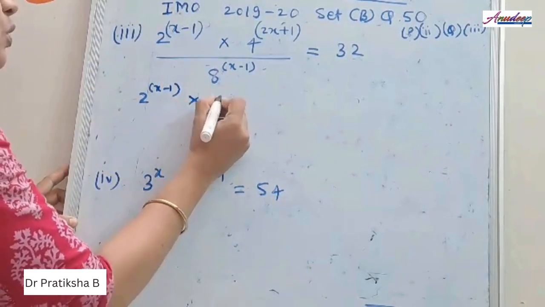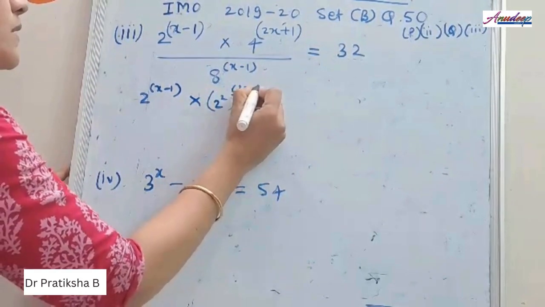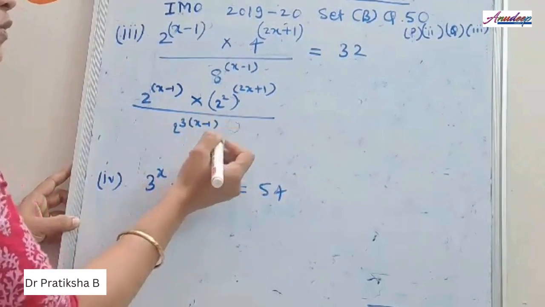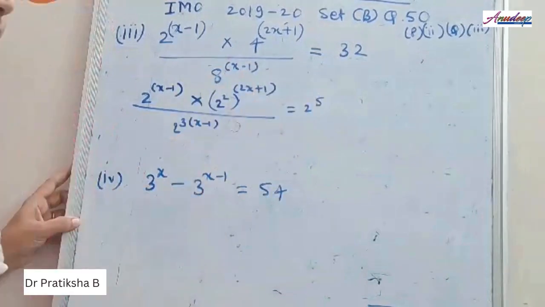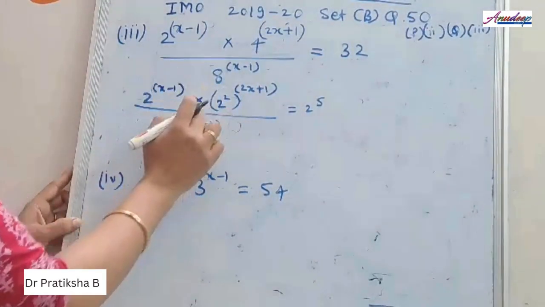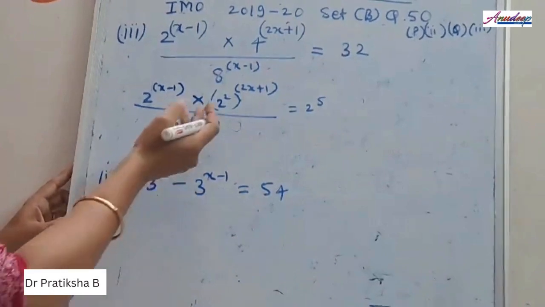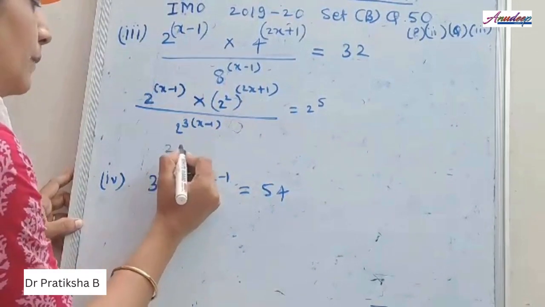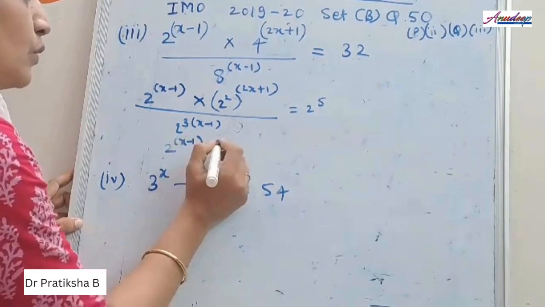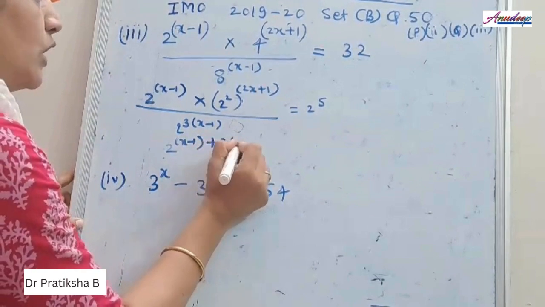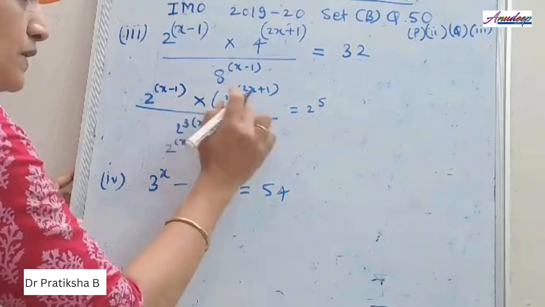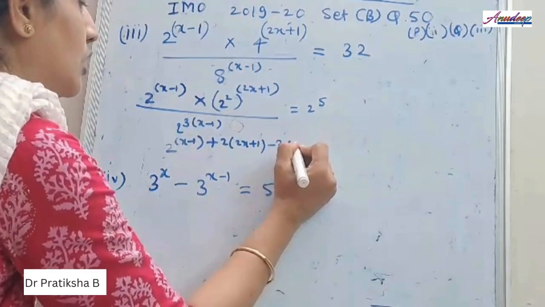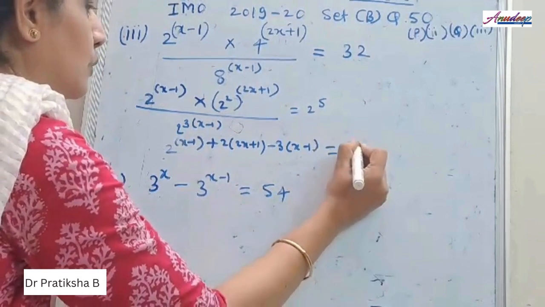Again, multiplied by this 2 to the power 2 into 2x plus 1, divided by 2 cube into x minus 1, will be equal to 2 to the power 5. Right? So now I can apply again formulas for the exponents, where everywhere I have the base equal to 2. So I can write 2 to the power x minus 1 plus 2 into 2x plus 1, because it is in product and the below term is in division. So I can write minus 3 into x minus 1, which will give you 2 to the power 5.